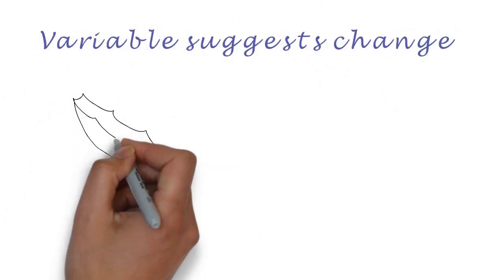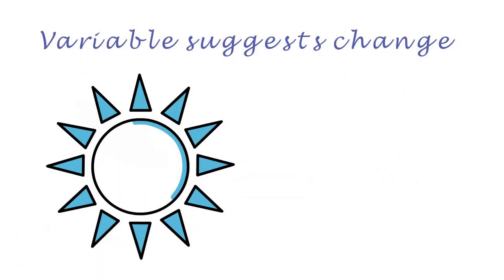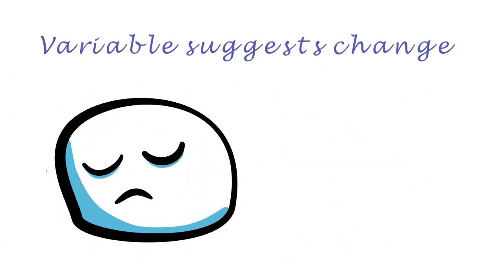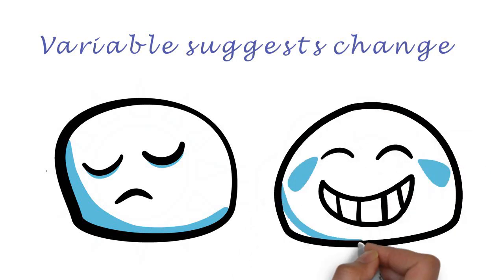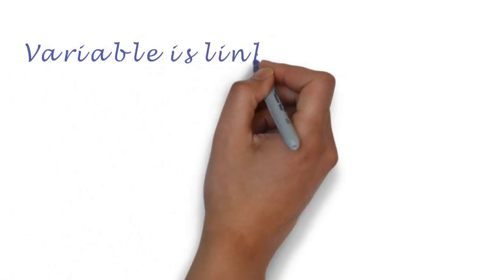Variables suggest change. If I say the weather is variable, the weather could be changing from windy to calm or sunny to showers. If I say that my moods are variable, I could be experiencing different emotions or feelings, possibly from sad to happy or agitated to relaxed. The word variable then is linked to the word change.